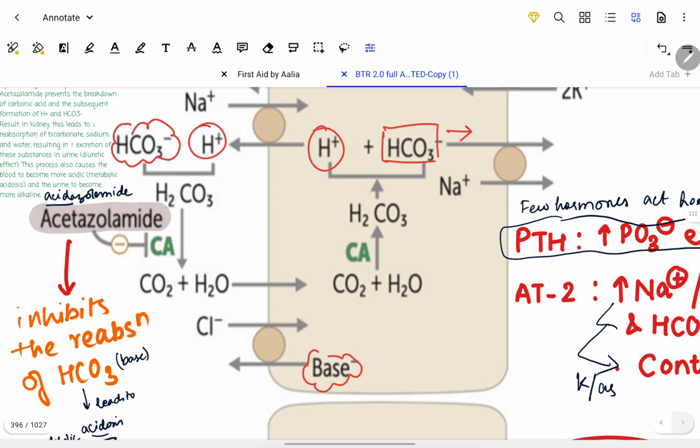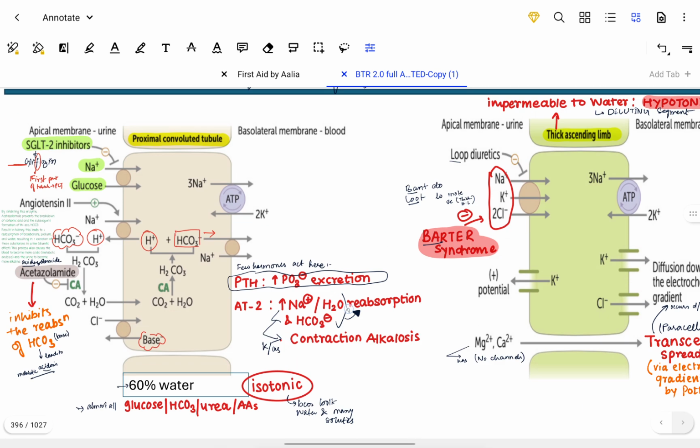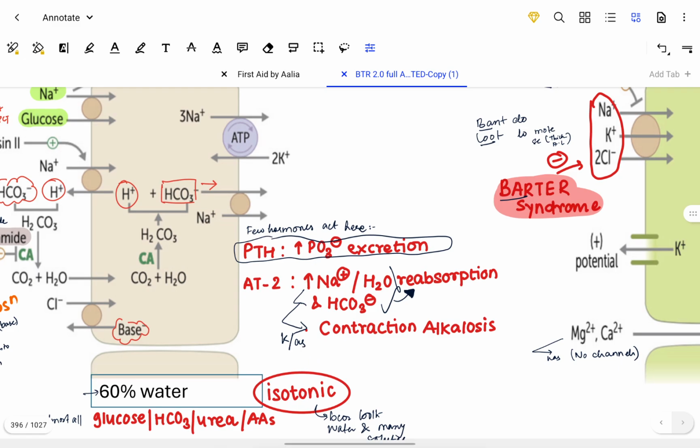And it's not being reabsorbed, unfortunately, due to acetazolamide. Otherwise, in normal conditions, due to carbonic anhydrase, it was being reabsorbed. Now, a few hormones also act on the PCT. Parathormone. What is the function of parathormone? Parathormone was increasing calcium reabsorption and decreasing phosphate reabsorption. So parathormone has two functions, but the phosphate function in particular is over here. The calcium function we will study in the DCT.